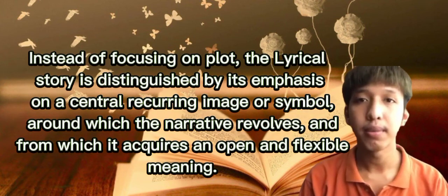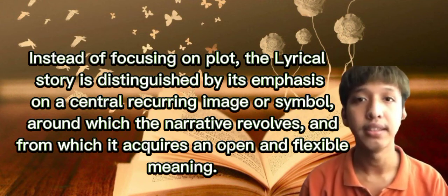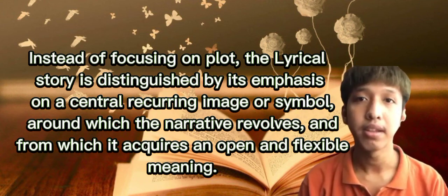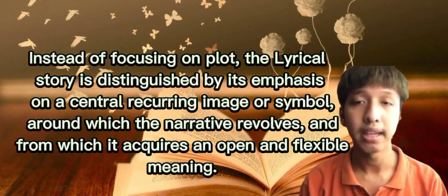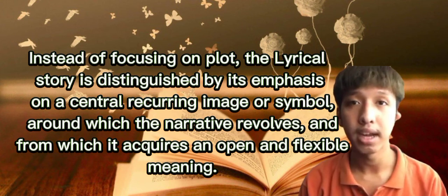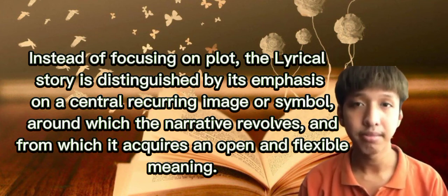The second type of short story is the lyrical story. Instead of focusing on the plot, the lyrical story is distinguished by its emphasis on a central recurring image or symbol, around which the narrative revolves and from which it acquires an open and flexible meaning. Examples of lyrical stories are Now Land to the Light On by Yara, The Gravity of the Birds by Tracy, and the third one is Winter by Alice Smith.